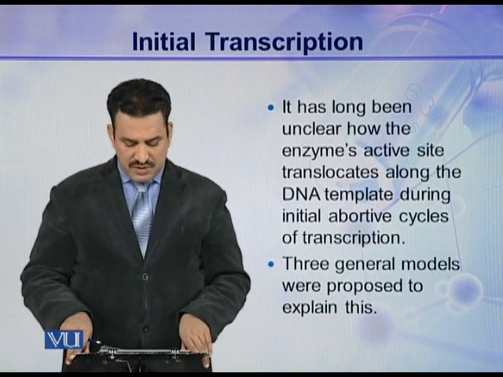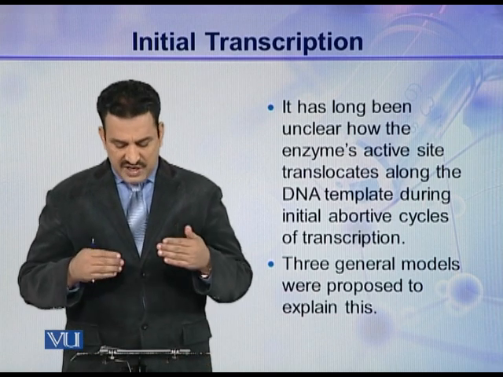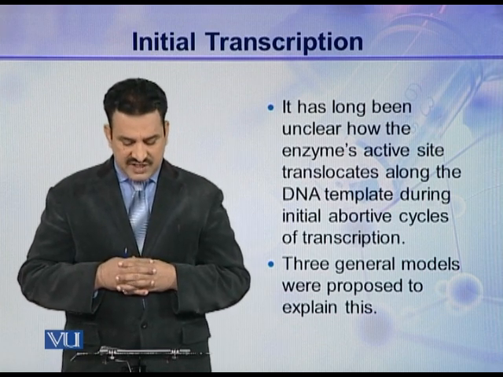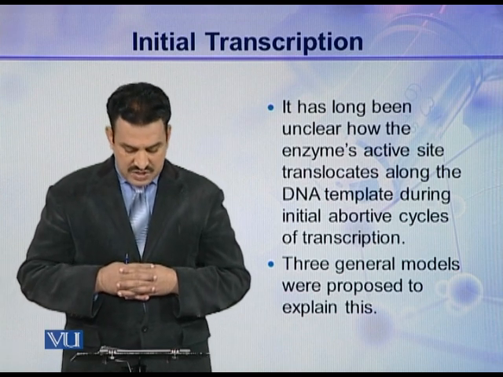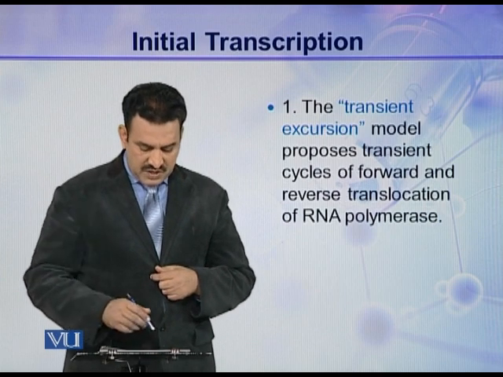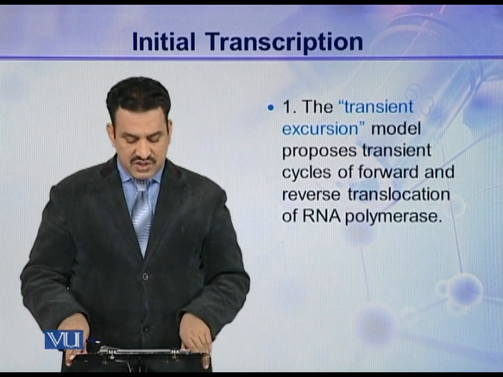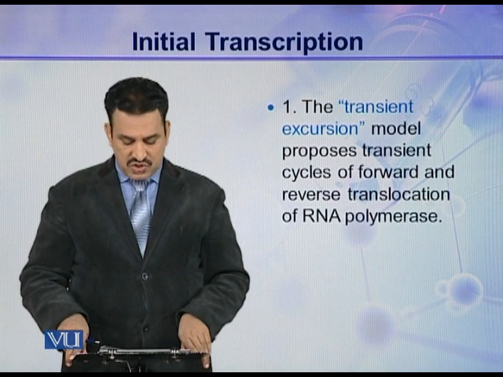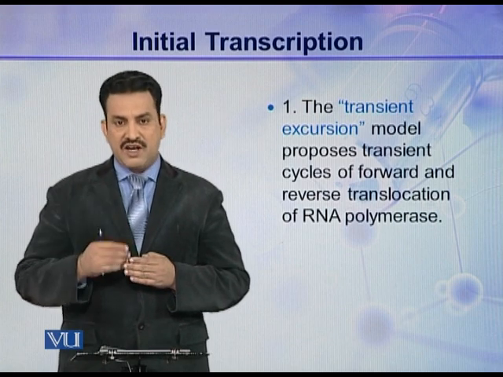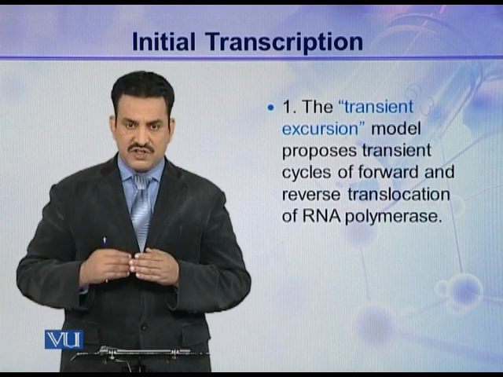It has long been unclear how the enzyme's active site translocates along the DNA template during initial abortive cycles of transcription. 3 general models were proposed to explain this. The first model is the transient excursion model, which proposes transient cycles of forward and reverse translocation of RNA polymerase. So this is transient cycles of forward, reverse, forward, reverse.